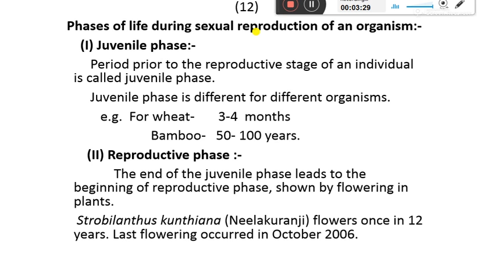This plant grows in Kerala, Karnataka and Tamil Nadu, where the whole valley becomes blue in color. That's why it is called Neelakurinji. The flowering takes place in September and October, and a beautiful scene occurs in that area.